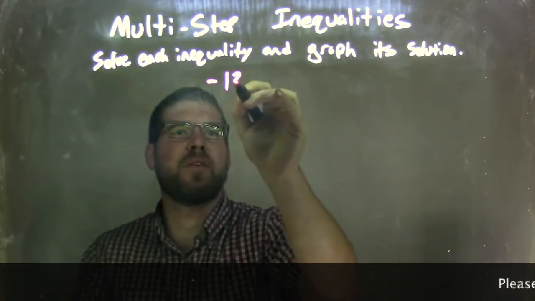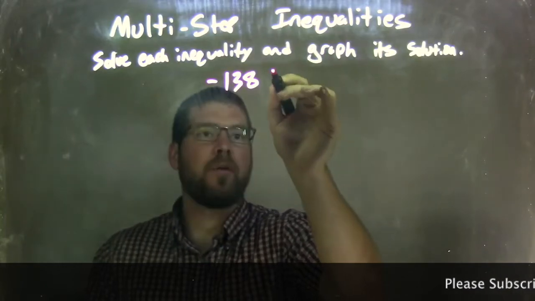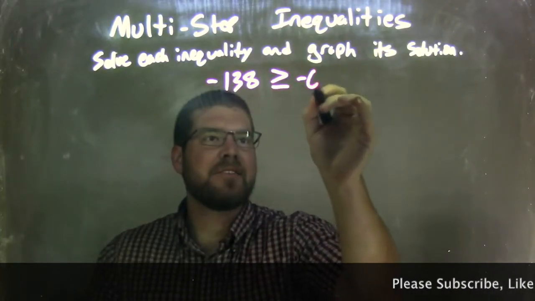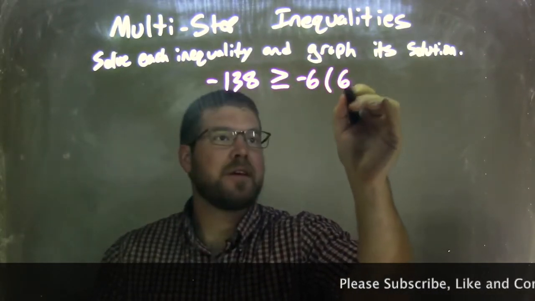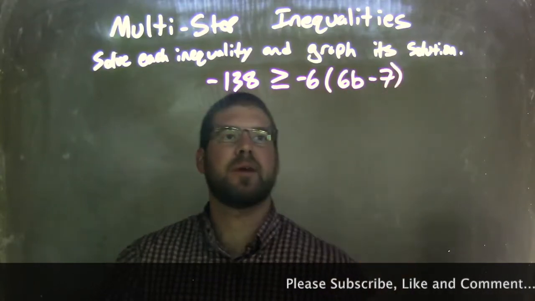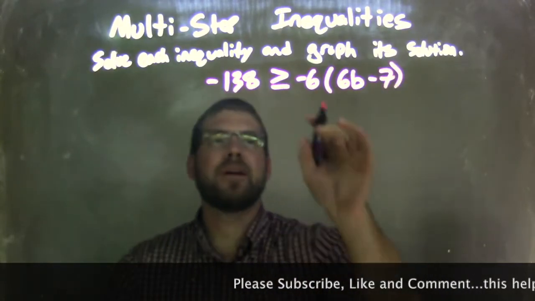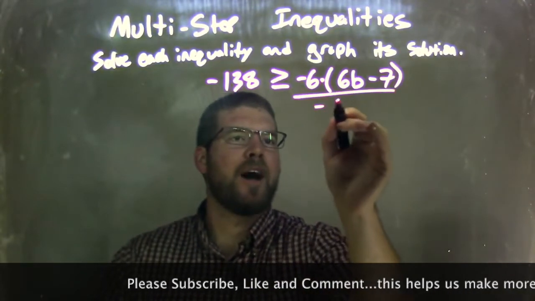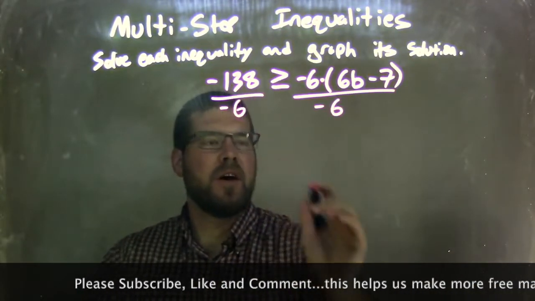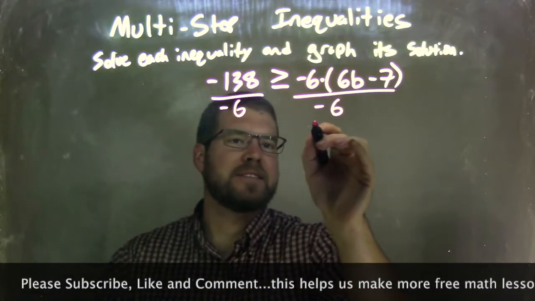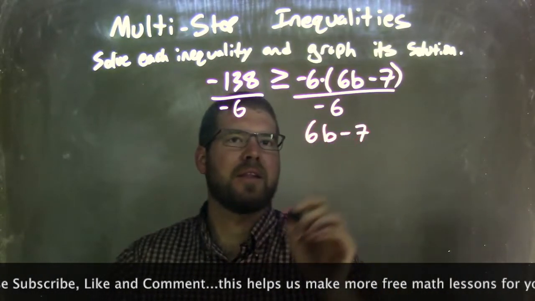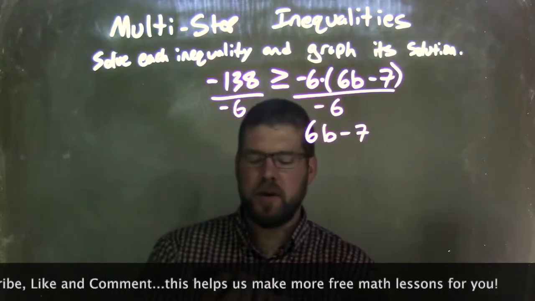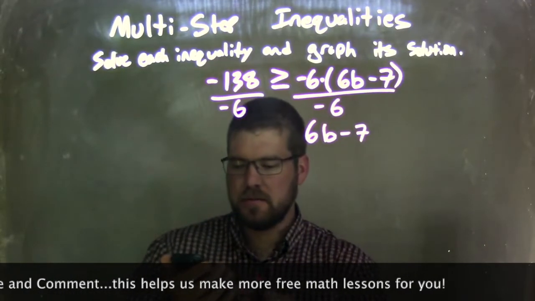Negative 138 is greater than or equal to negative 6 times (6b minus 7). My first step is to divide by negative 6 on both sides, since there's multiplication going on right there. What that's going to do is leave me with 6b minus 7 on the right, and then negative 138 divided by negative 6 on the left.